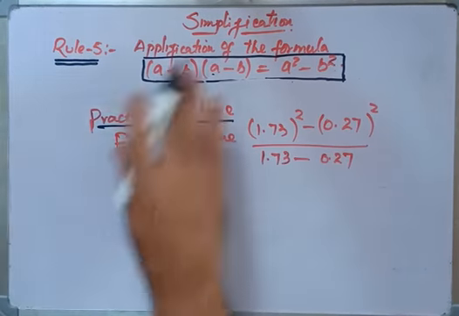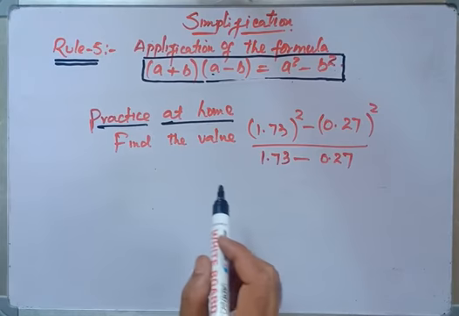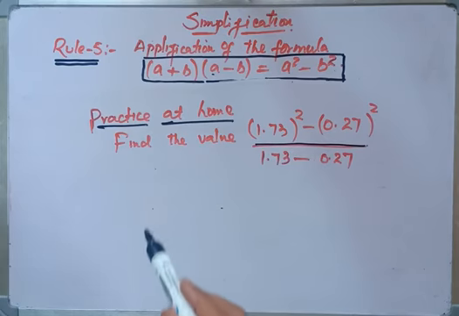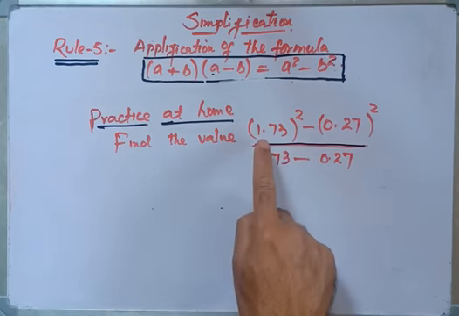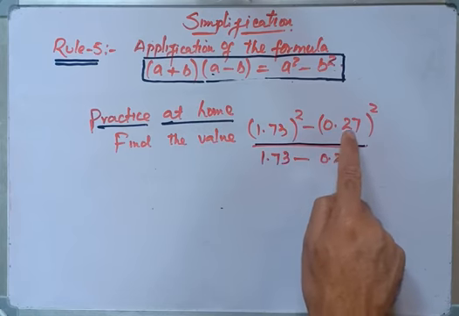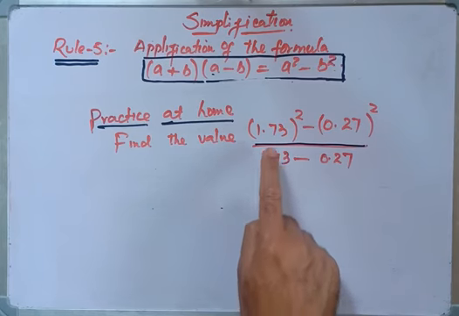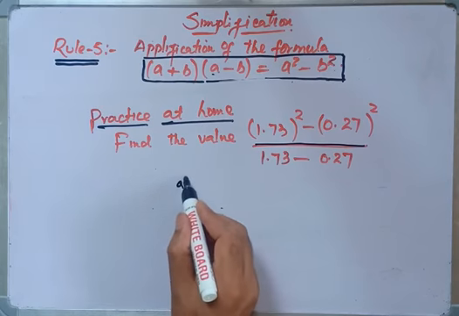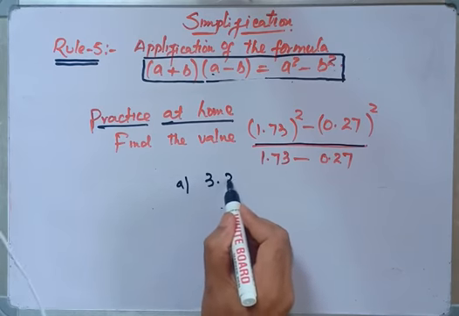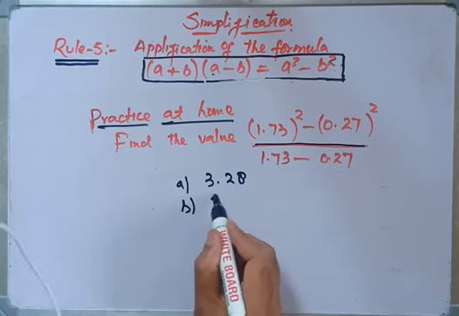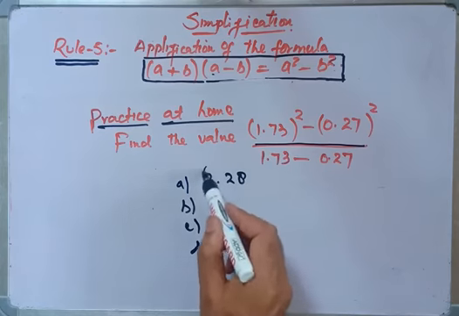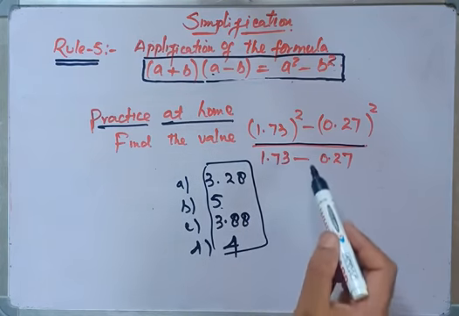Now based on this formula, I have put a question here for you so that you will practice it at home. The question is (1.73 whole square minus 0.27 square) in the numerator, divided by (1.73 minus 0.27). Try it at home using this formula. I will provide the possible answers: A, B 5, C 3.88, D 4. You have to find out which one is the most appropriate. Use this formula and find the answer.